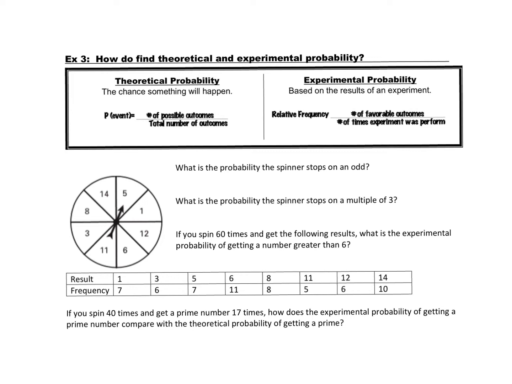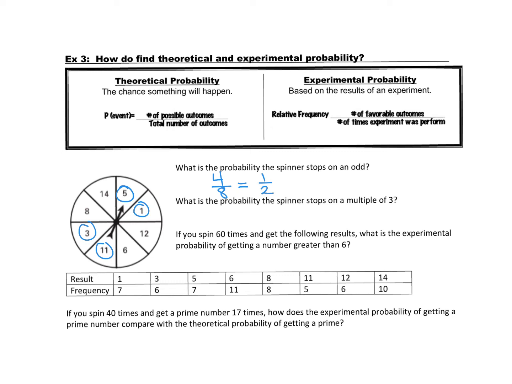It says, what is the probability that the spinner stops on an odd? All right, so in odd numbers, let's take a look. We've got a 1, we have a 5, a 3, and 11. All those are odd. So you have a 4 out of 8 chance of spinning an odd. 4 out of 8, you can change that to 1/2.